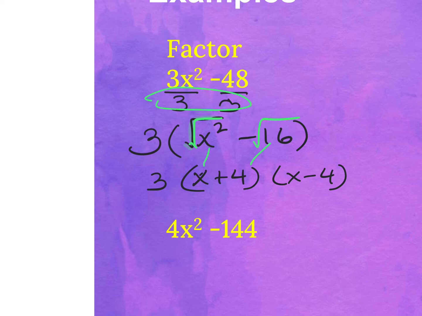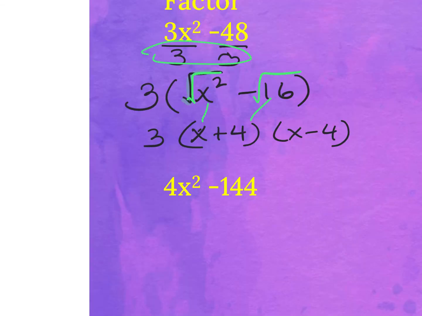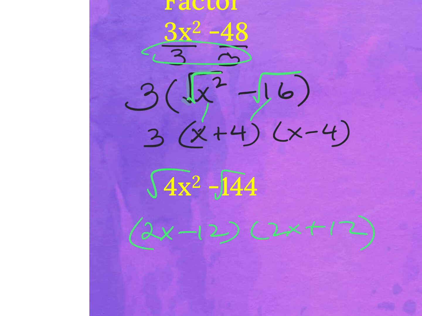Yes? Perfect squares. If you try to just square root and square root, you're going to get 2x minus 12, 2x plus 12. As soon as you see something like this, where there's still a GCF hiding in here, you need to go back and start over again. Because I could still pull out a 2 here. So as soon as you see that, you need to go back and say, wait a minute, I should have divided both of these by a GCF first.